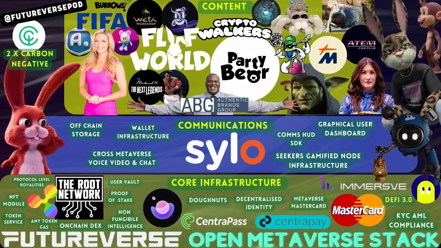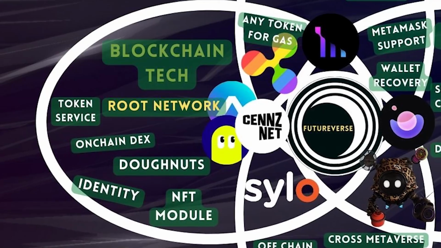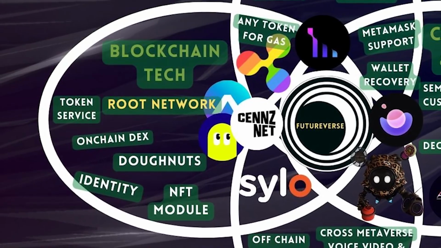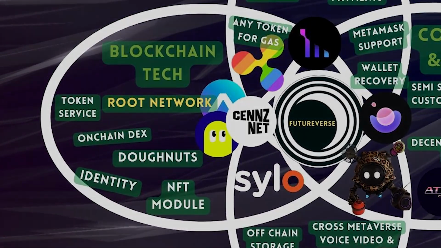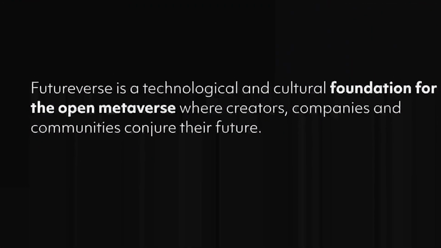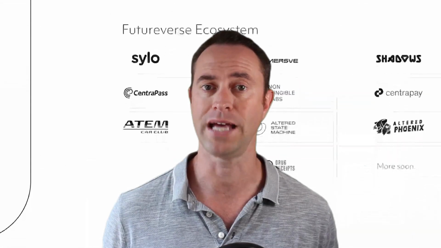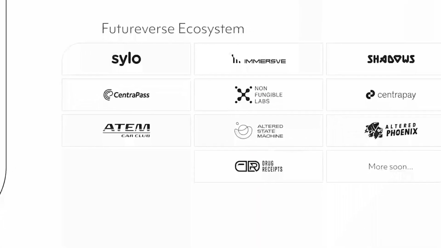At the heart of the ecosystem is a brand new purpose-built layer 1 proof-of-stake blockchain called the Root Network. It's currently in a closed beta, but will be opening to the public very soon. The Futureverse is described as a technological and cultural foundation where creators, companies, and communities can conjure their future, and is currently made up of at least 8 entities, with several others to be announced shortly.